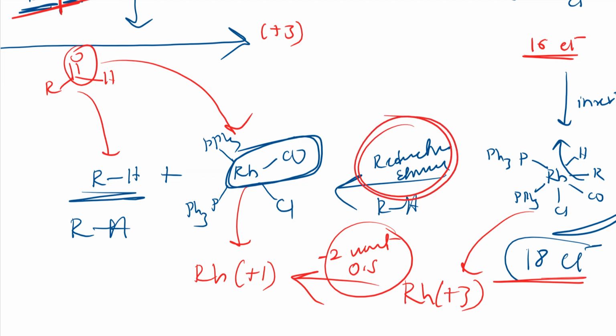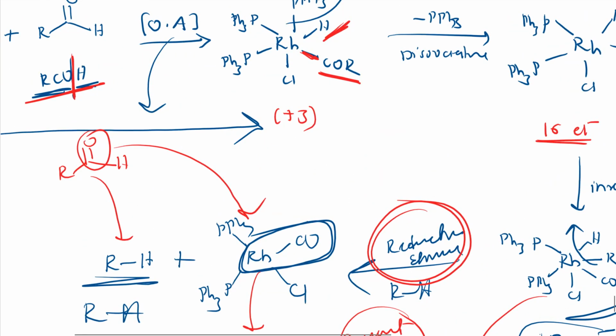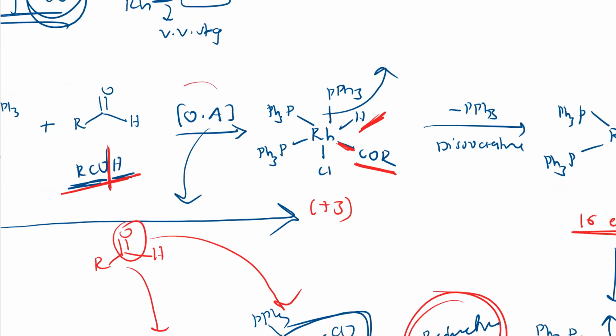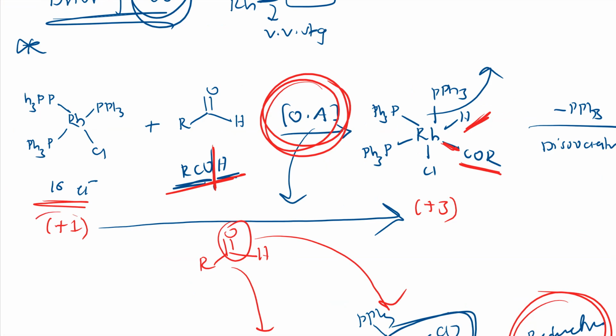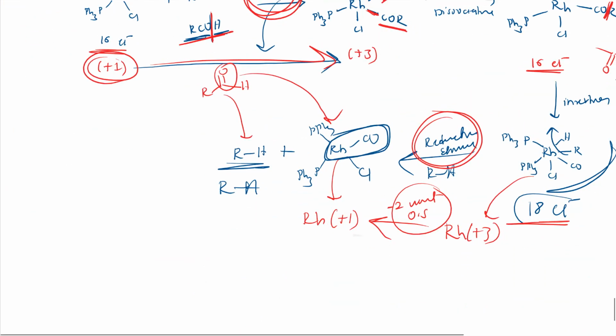And whenever there is an increase of 2 units in oxidation state, that is called oxidative addition, which I have written here. From +1 to +3 it has happened, so that is oxidative addition. This is how the reaction happened.